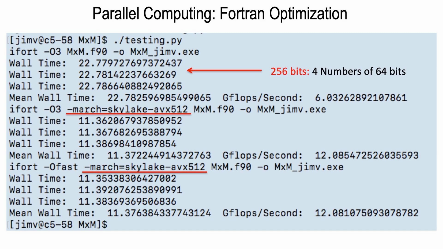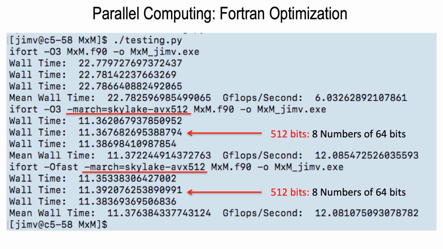This improvement happens because without the march option, the compiler assumes a 256-bit capacity for the vector register, limiting the CPU core to performing operations on only 4 numbers in parallel. With the Skylake architecture specification, this is adjusted to a 512-bit capacity, allowing the CPU core to perform operations on 8 numbers in parallel.